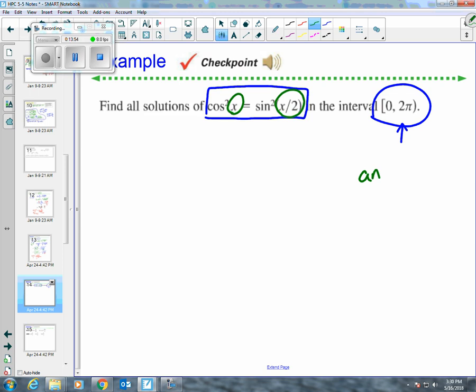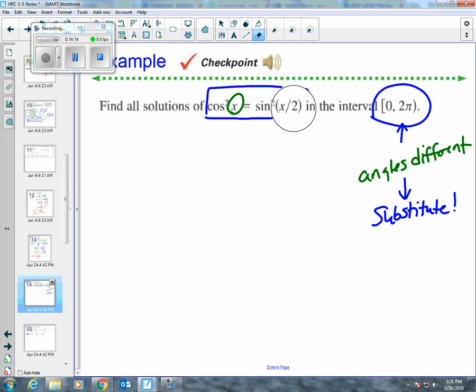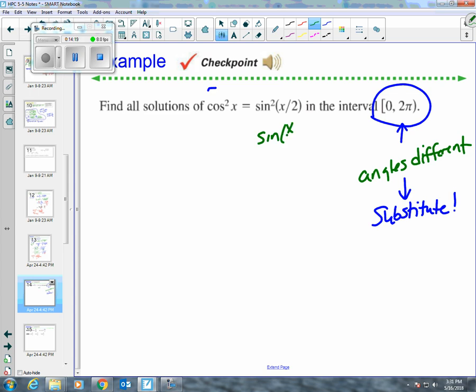The angles are different. So I want to bring you back to what we were doing before when we were solving trig equations. If something is different, if something is not the same, what do we do to try to make them the same? We can't solve unless they're the same. We need to substitute. You have to replace. Well, now we have more options that we can substitute with. So I'm going to take a look at this right-hand side. We have sine of x over 2, that quantity squared. It might be a little bit easier to think of it that way.